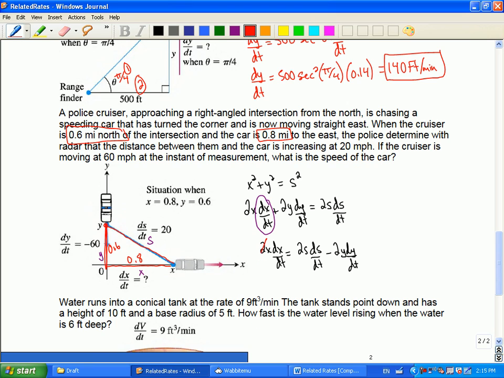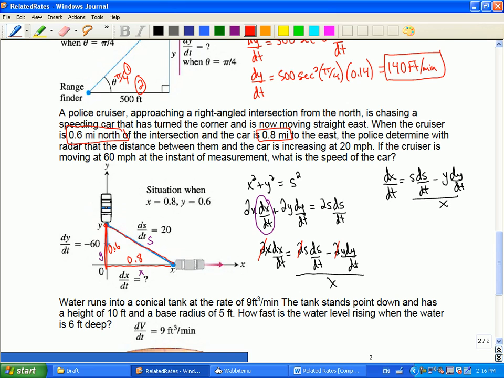And I'm about to do some division. That 2 is going to be knocked out of everybody. So let's move the x underneath. And I'll get dx dt, and remember, that represents the speed of this car here, is going to be s ds dt minus y dy dt all over x. Now all I need to do is use the values I've been given to substitute.